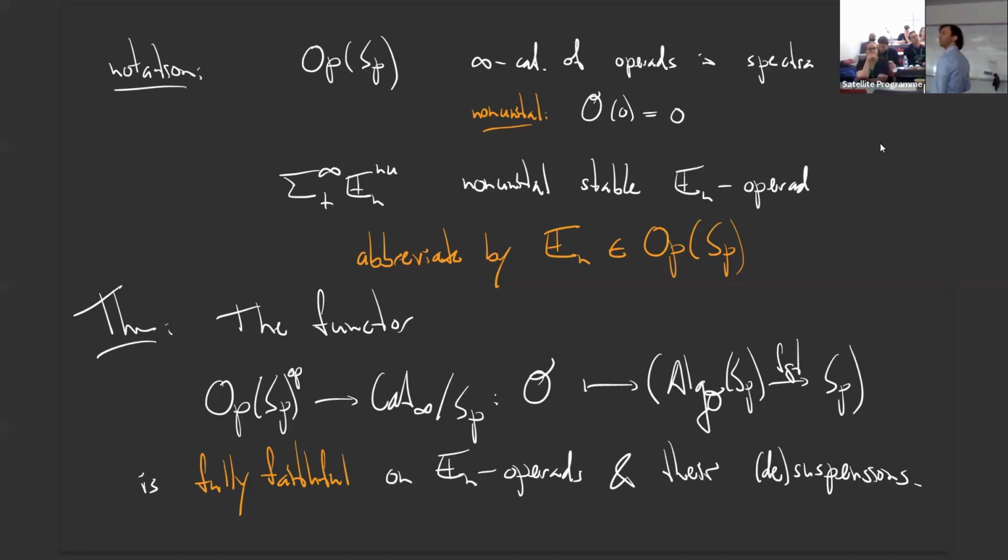So if you don't know what this last thing means, then ignore it for now. I'll get back to that in a minute. But it's fully faithful on E_n-operads. Okay, so what's this telling you? It's telling you that you can manipulate E_n-operads by manipulating their categories of algebras. And for the second thing, we actually have quite a number of tools to manipulate E_n-algebras, maybe more tools than you have to correctly manipulate E_n-operads.